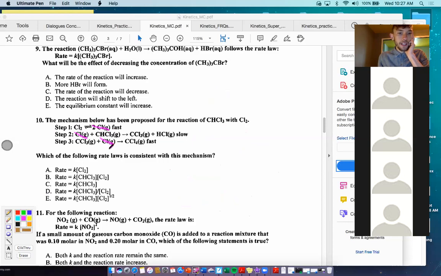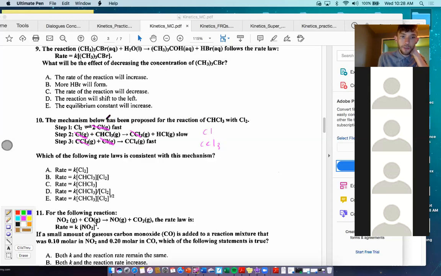And then I have CCl3, 1 mole of that shows up on the product side and 1 mole shows up on the reactant side. So it looks like CCl3 is also an intermediate, isn't it? It gets produced but then consumed again. So I have 2 intermediates here: Cl and CCl3. Do you guys all see how those are intermediates? They get produced but then consumed again, and I can't cancel anything else out.